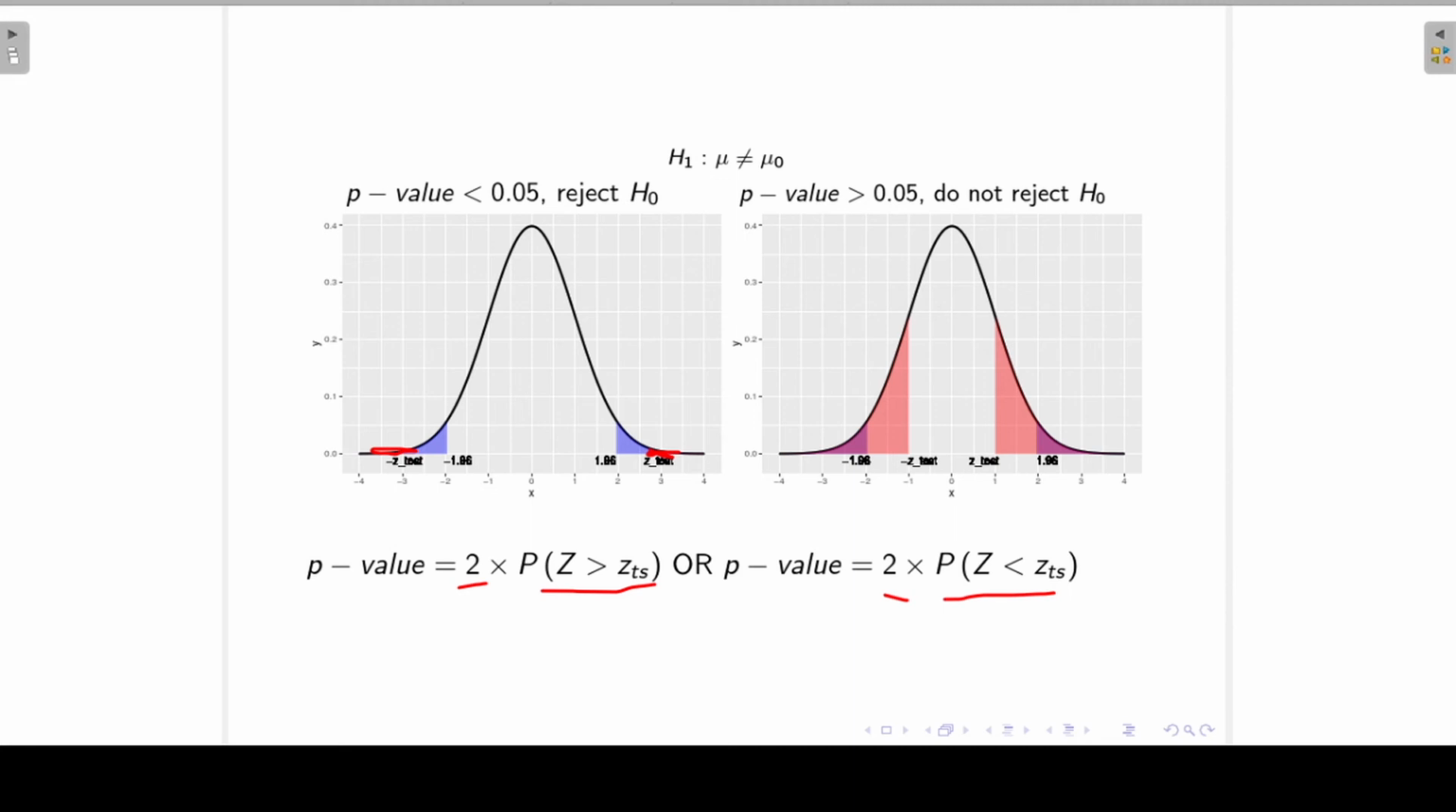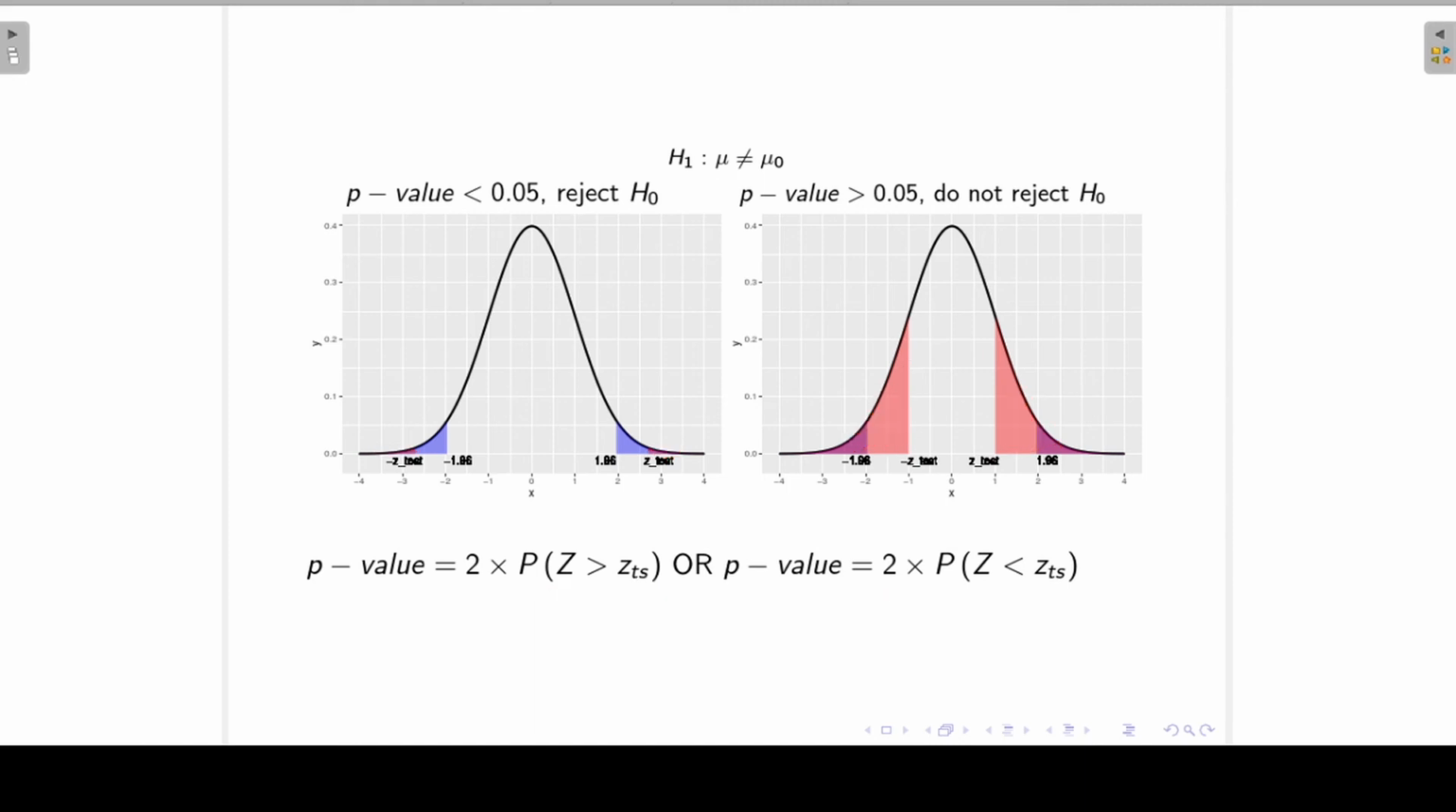Again, if my p-value is smaller than my level of significance, 0.05, it means that my test statistic value falls within the rejection region, and therefore we reject the null hypothesis. But if you look at the right-hand sided graph, if my test statistic value does not fall within the rejection region, then my p-value will be the red shaded area. That will be more than my alpha, my level of significance, and therefore I will not reject my null hypothesis.